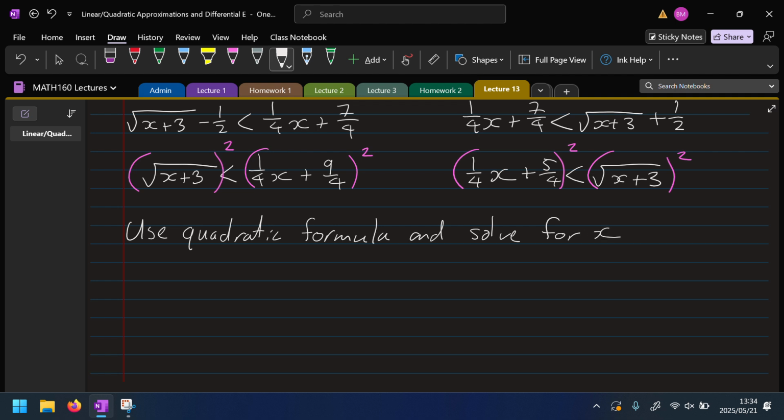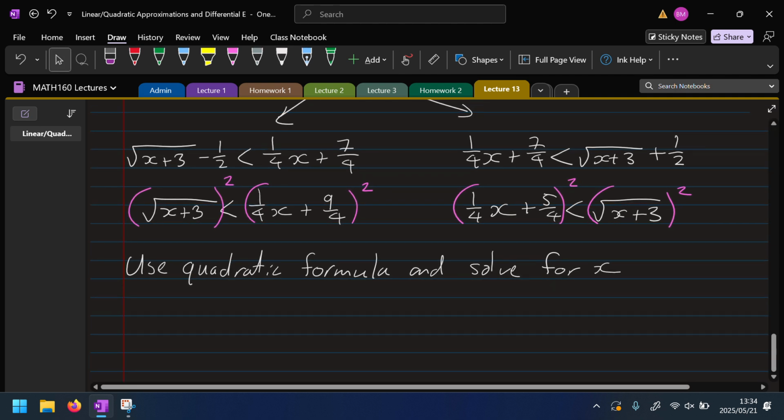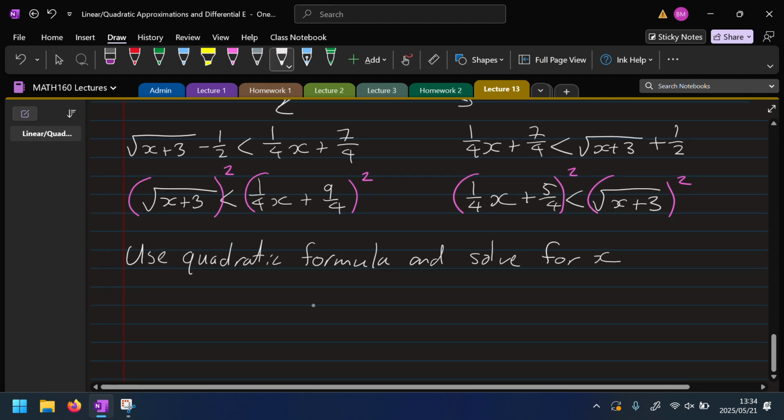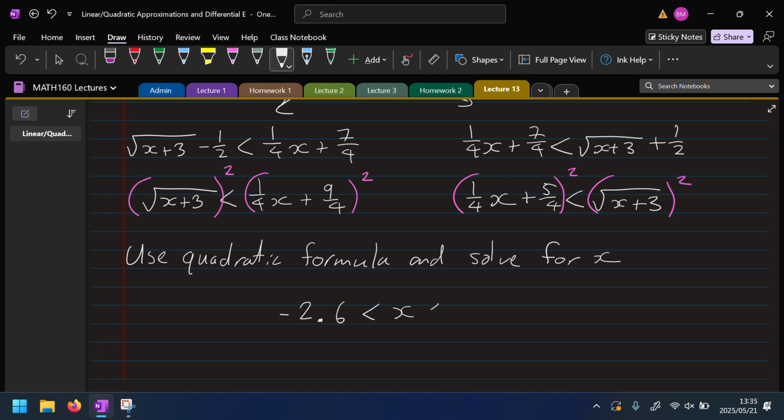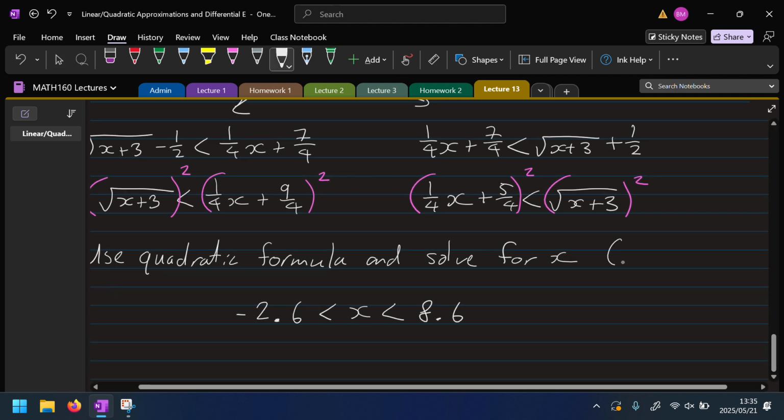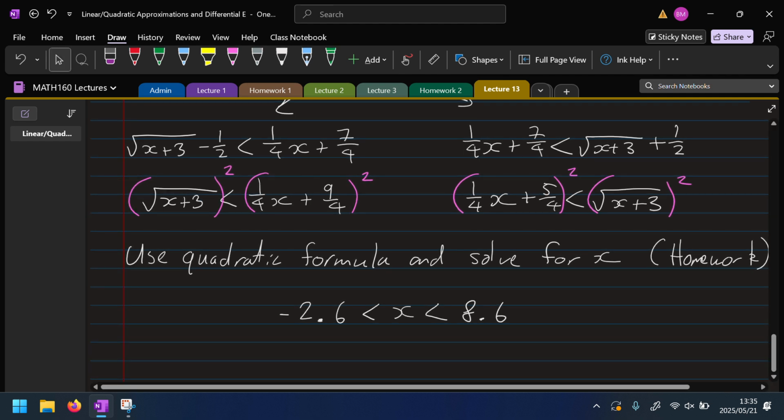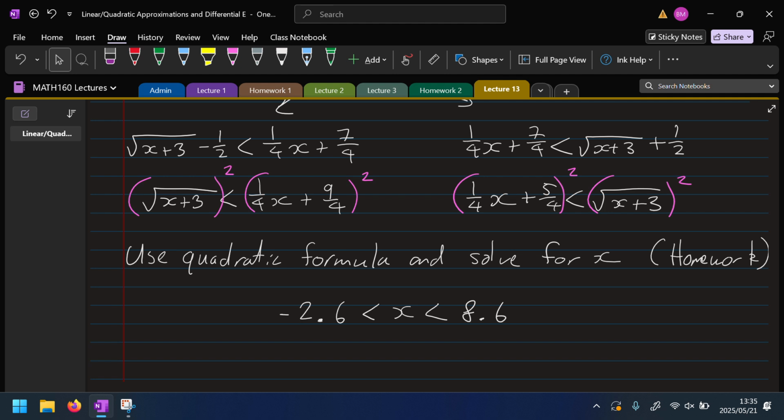Once you square it out, I'll leave that for you to do for homework. Just use your quadratic formula and solve for x for both of them. You should get minus 2.6 is less than x is less than 8.6, with rounding to one decimal place. Whatever the smaller solution is will be minus 2.6, and whatever the bigger one is should be 8.6, with the rounding.